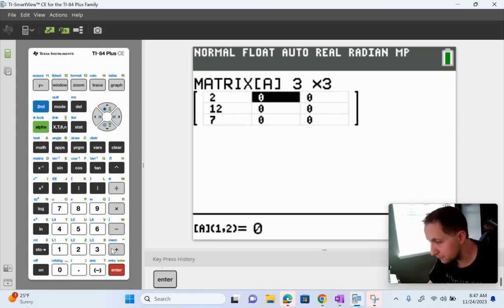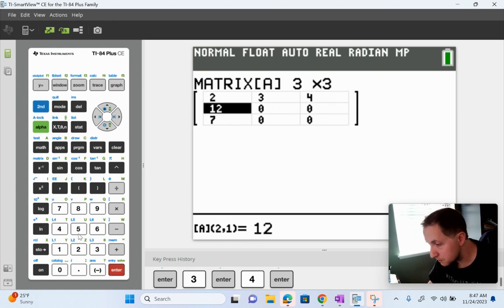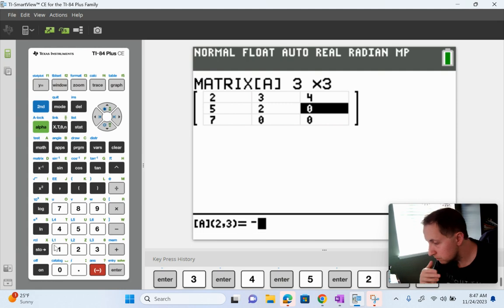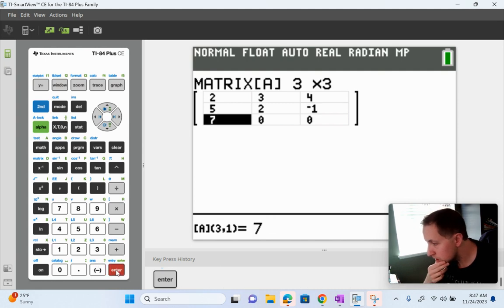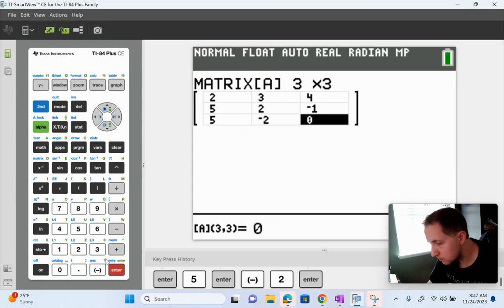You can skip this part if you already have your numbers. I entered the numbers incorrectly. That's my bad. 5, 2, -1, and 5, -2, 3. Okay, I think I got it this time.